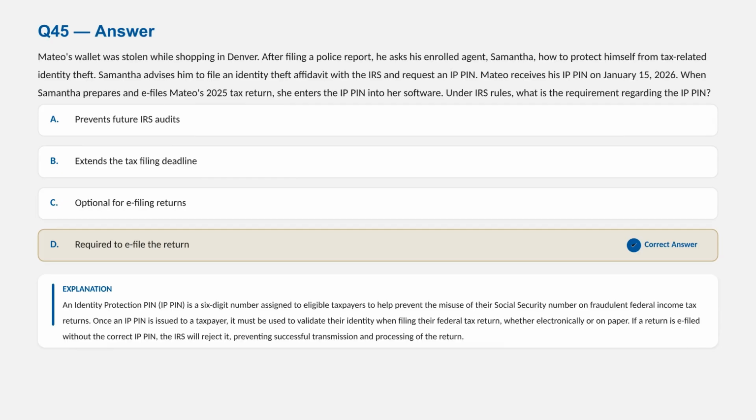An identity protection PIN, IP PIN, is a 6-digit number assigned to eligible taxpayers to help prevent the misuse of their social security number on fraudulent federal income tax returns. Once an IP PIN is issued to a taxpayer, it must be used to validate their identity when filing their federal tax return, whether electronically or on paper. If a return is e-filed without the correct IP PIN, the IRS will reject it, preventing successful transmission and processing of the return. Great. Now let's move to our next question.